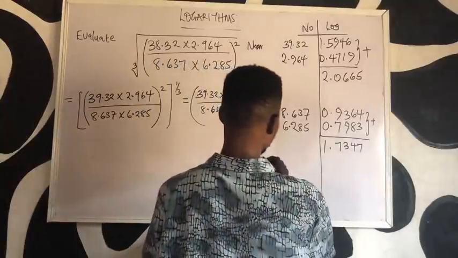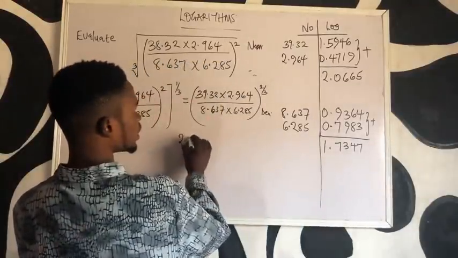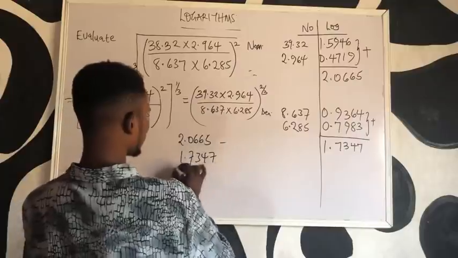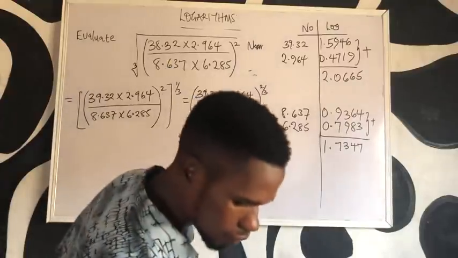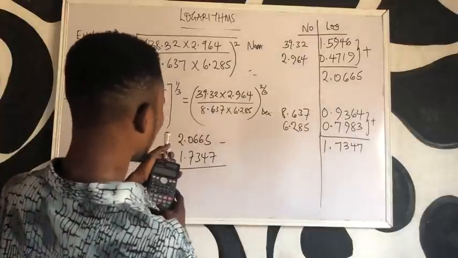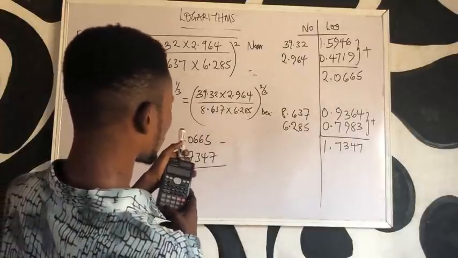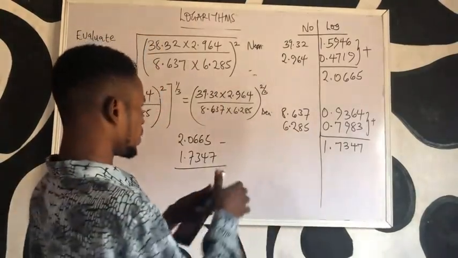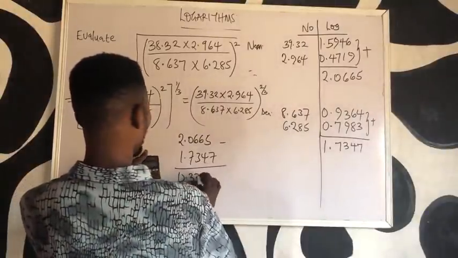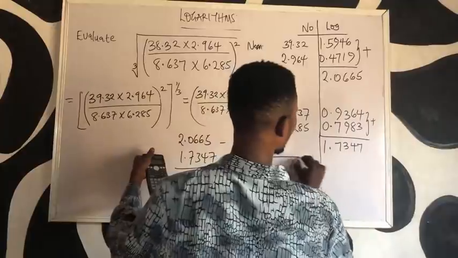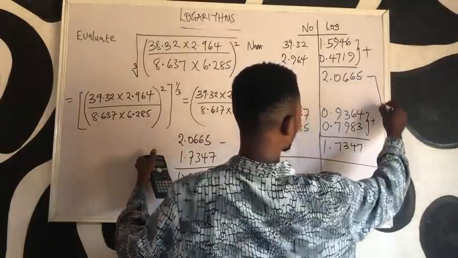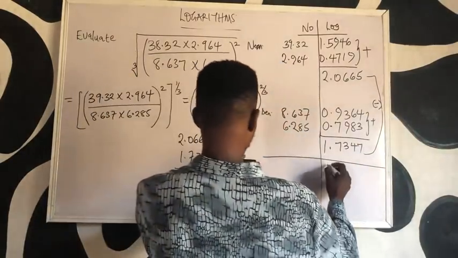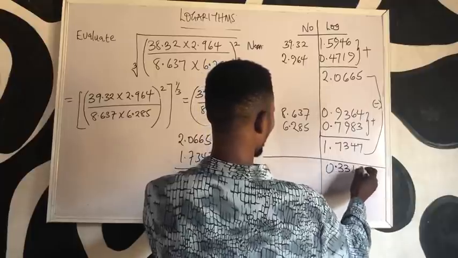That will be 2.0665 minus 1.7347. That is the answer. 2.0665 minus 1.7347 is 0.3318. This and this subtract. That's 0.3318.